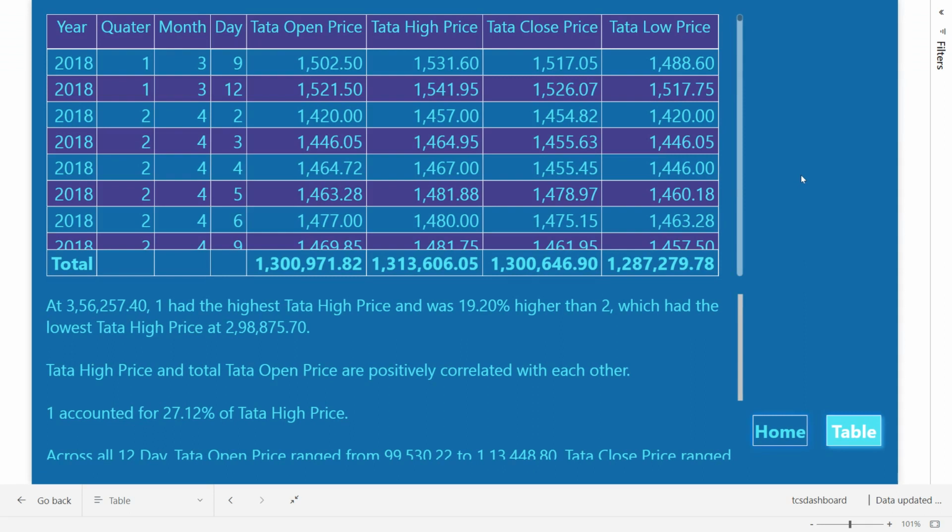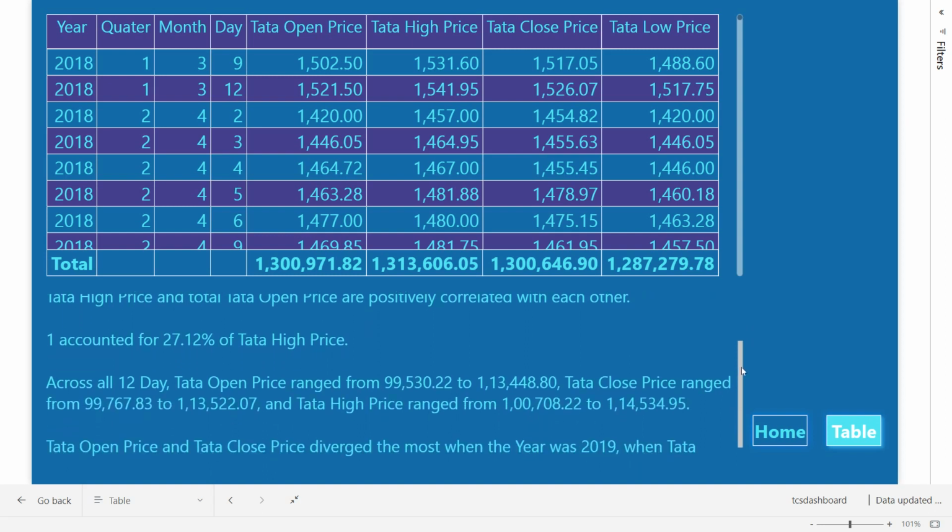I use a table to display year, quarter, month, day, Tata Open Price, Tata High Price, Tata Close Price, Tata Low Price, and a narration which says that 3,56,257, one, had the highest Tata High Price and was 19.20% higher than two, which had the lowest Tata High Price at 2,98,875. Tata High Price and Tata Open Price are positively correlated with each other. One accounted for 27.12% of Tata High Price.